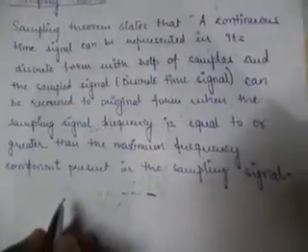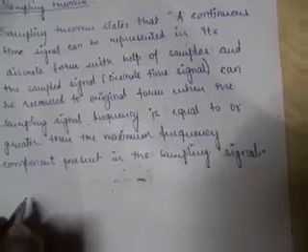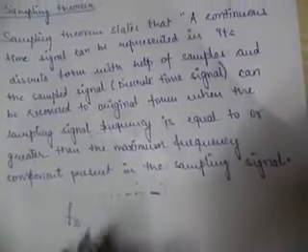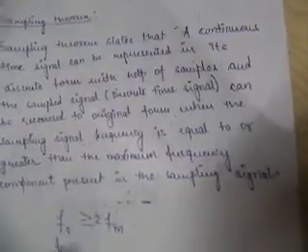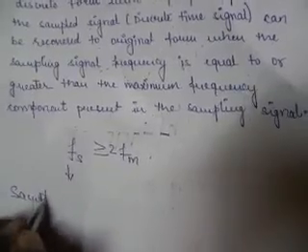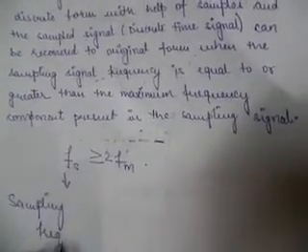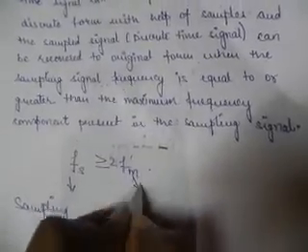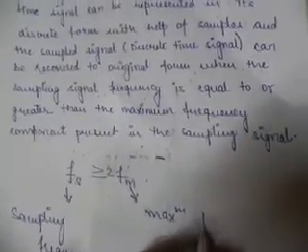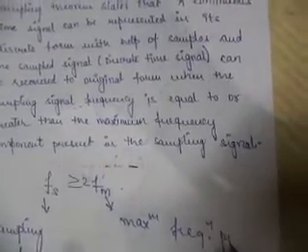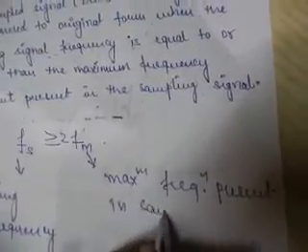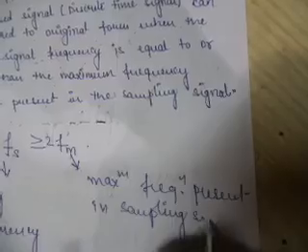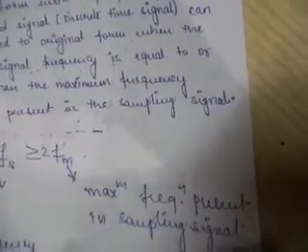What does it mean? We'll come back to this statement. First of all, I let you know the mathematical form of sampling theorem. That is, Fs should be greater than or equal to twice of Fm. Here Fs is sampling frequency and Fm is the maximum frequency present in the sampling signal, or the signal which is being sampled.